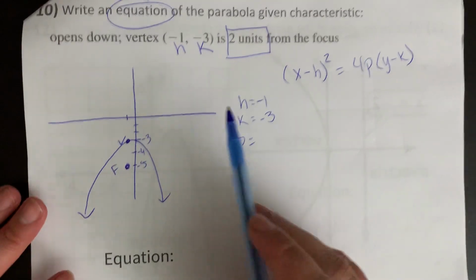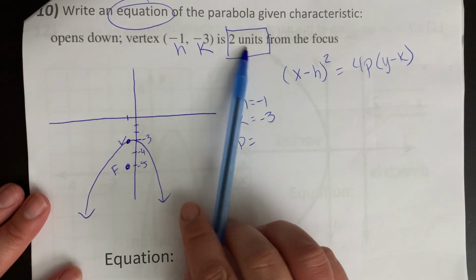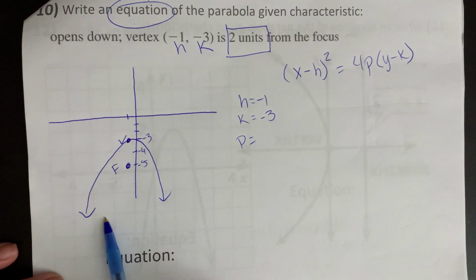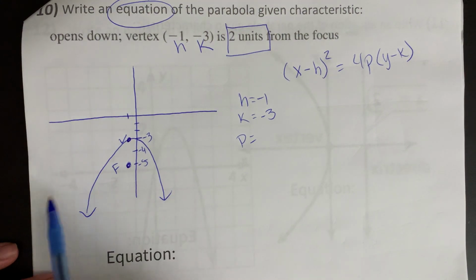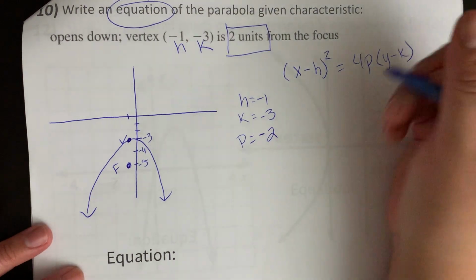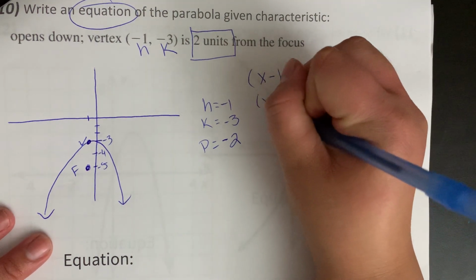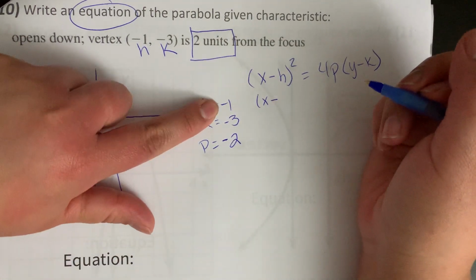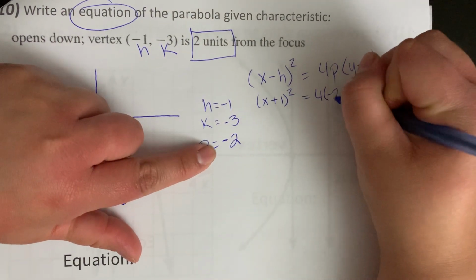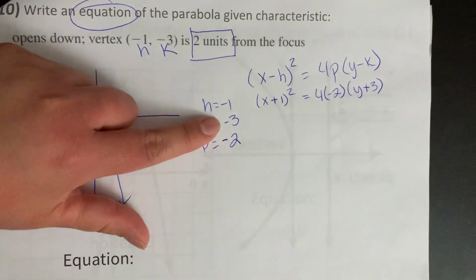So 2 units. Now, do not get confused. It's telling you it's 2 units from the focus, but you need to know if this is going to be a +2 or -2. This parabola is opening down, which is what they told us, which means your p is a -2, not a positive. So now we can plug in our information to get our equation. So x minus, but this is a -1, so it's going to be a +1 squared, equals 4 times -2 times y minus, but it's already a negative, so +3.